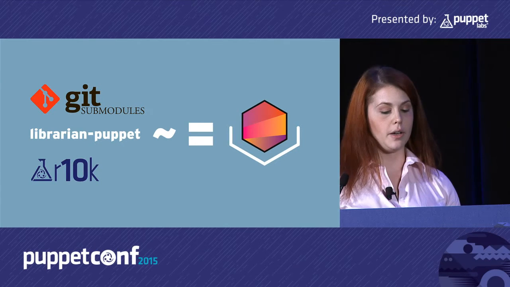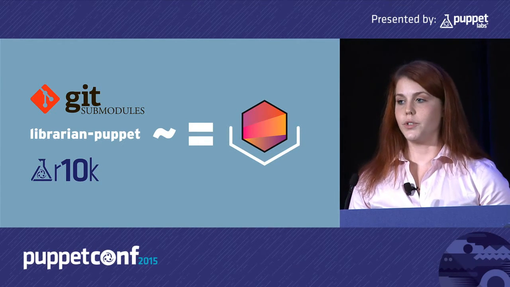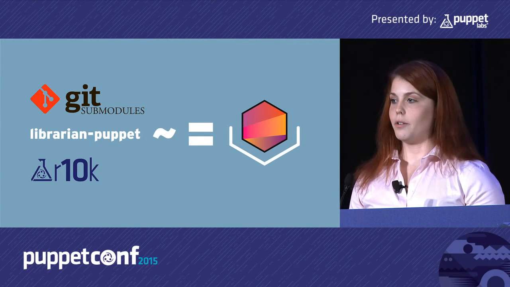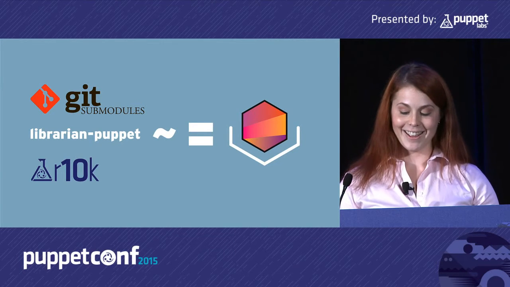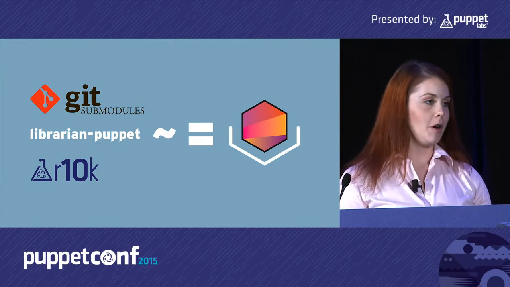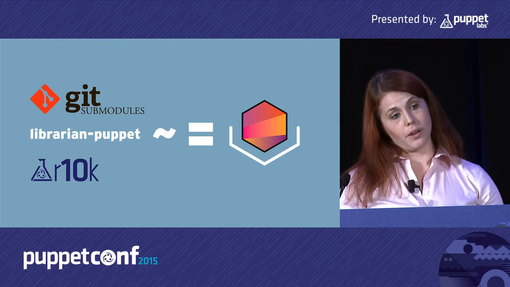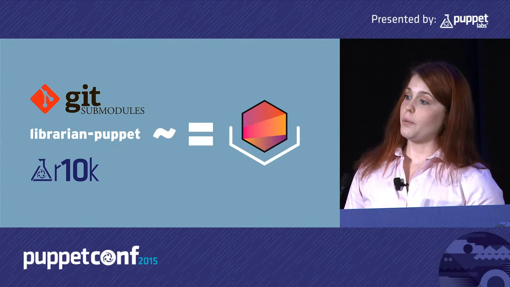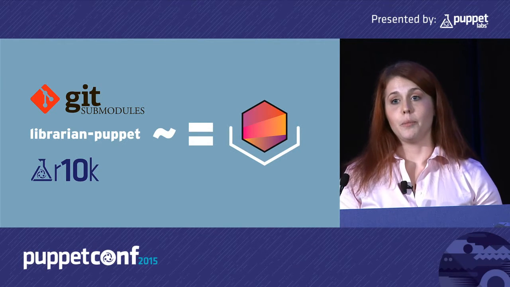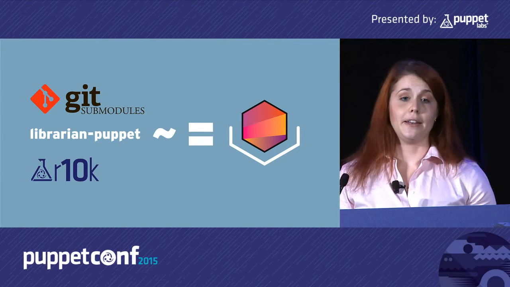The three tools that I'm going to talk about, I'm talking about mainly because they're used generally in enterprise, not because I recommend all of them, and you'll see that I don't. The three that are kind of a box for your modules are Git Submodules, Librarian Puppet, and R10K. I'm also going to talk about the story of a migration from Submodules to Librarian to R10K and how that came about.